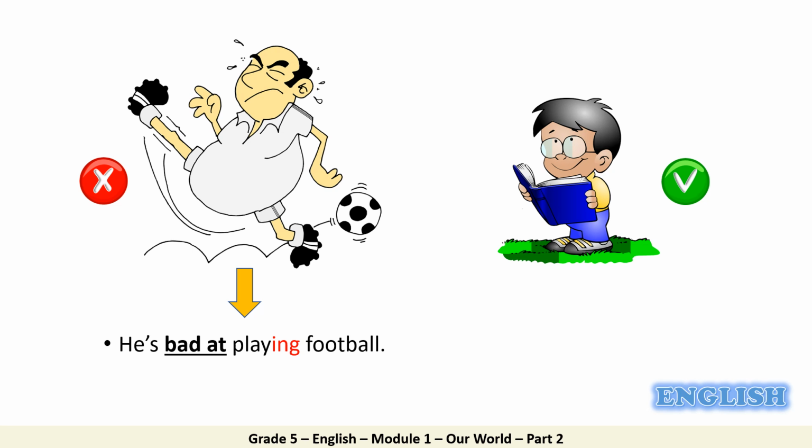We added ing to the verb. Excellent. What about picture number 2? What is he doing? Reading. Very good. Is he good at it or bad at it? Good at it. Excellent. Now let's put the sentence together again. He is good at reading. Well done.